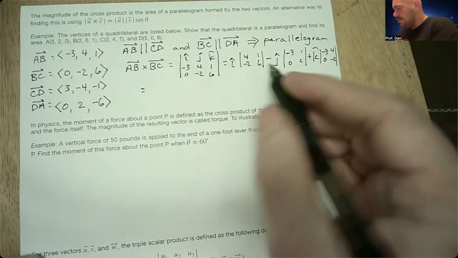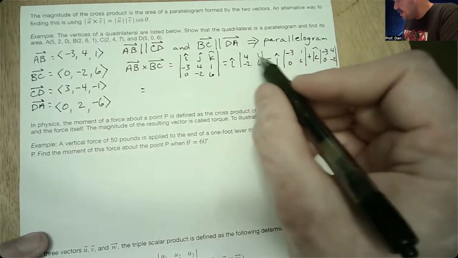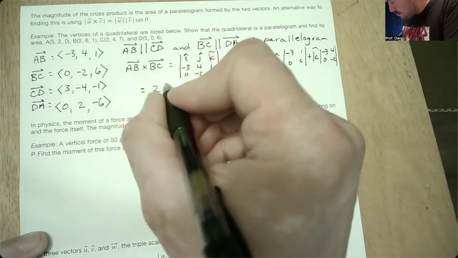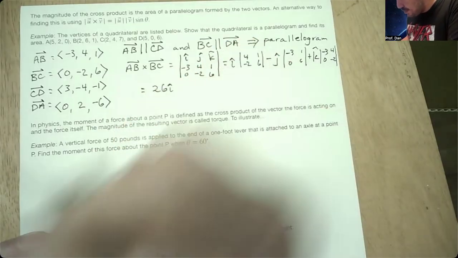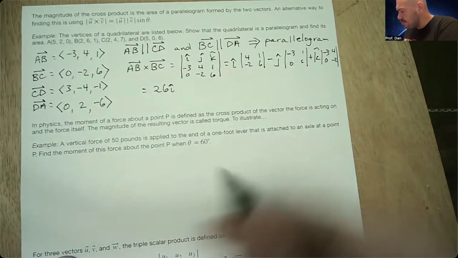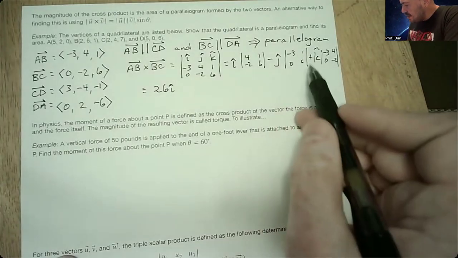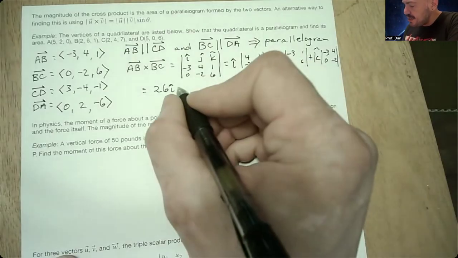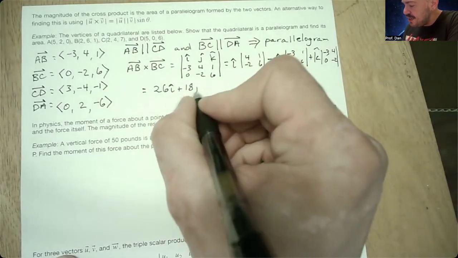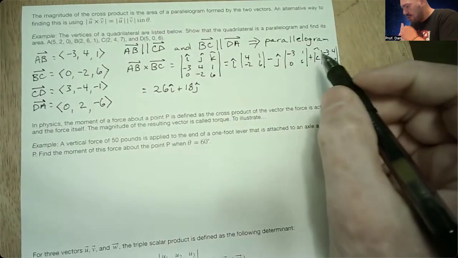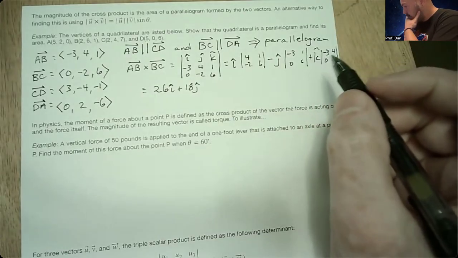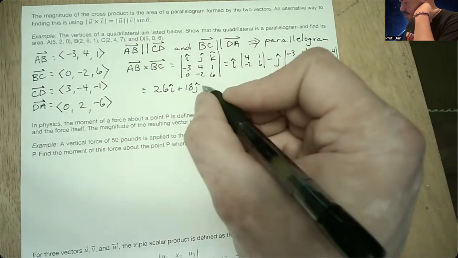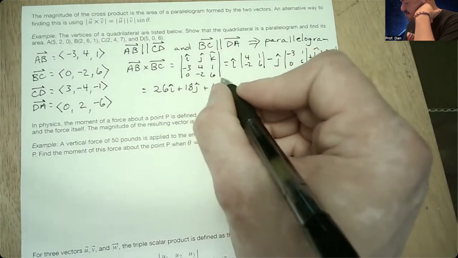So taking all of these determinants, we get 24 minus -2, so 26i. We get -18 minus 0, so -18, but since we're subtracting, that becomes plus 18j. And then 6 minus 0, we get plus 6k.